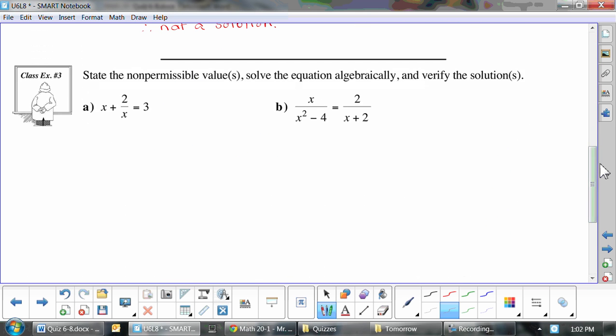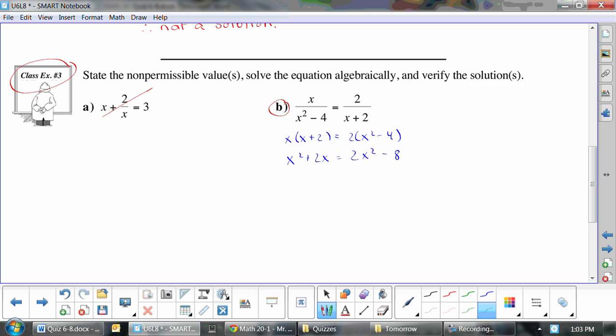Okay, so let's scoot down to example 3. And we're just going to do B. You got it. First step is to cross multiply. So we can go x plus 2 is equal to 2 squared minus 4. And so we get x squared plus 2x is equal to 2x squared minus 8.